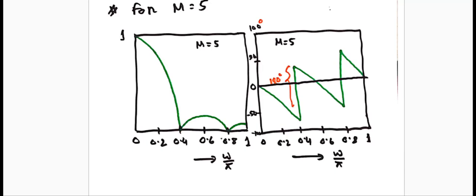One more thing I should discuss here. From the magnitude response, you can't say whether this is an FIR filter or an IIR filter. It's not possible to say that. But by seeing this magnitude response, can you say what kind of filter this is? What kind of filter is this one?